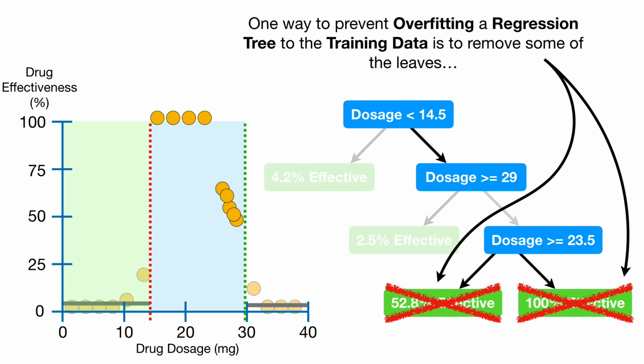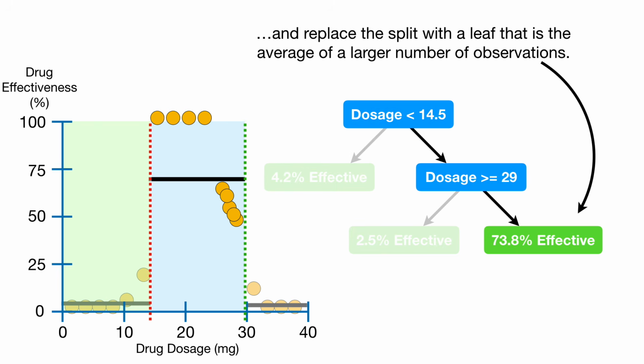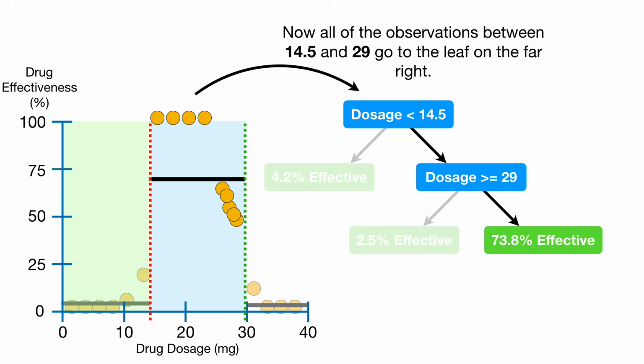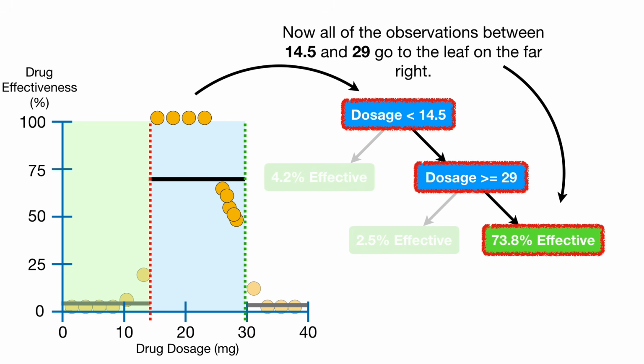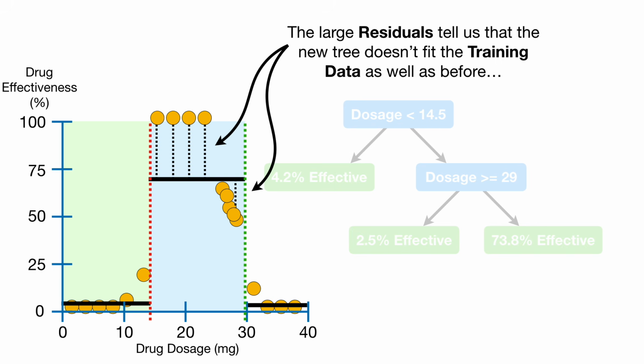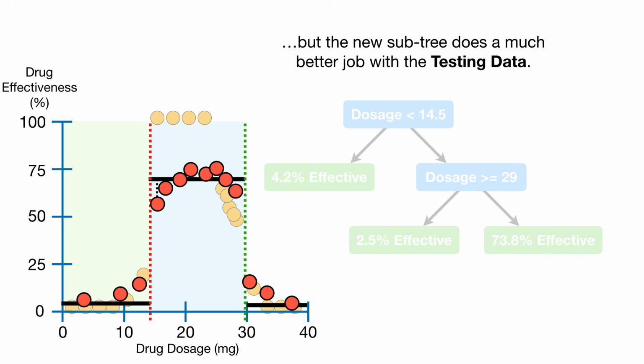One way to prevent overfitting a regression tree to the training data is to remove some of the leaves, and replace the split with a leaf that is the average of a larger number of observations. Now, all of the observations between 14.5 and 29 go to the leaf on the far right. The large residuals tell us that the new tree doesn't fit the training data as well as before. But the new subtree does a much better job with the testing data.